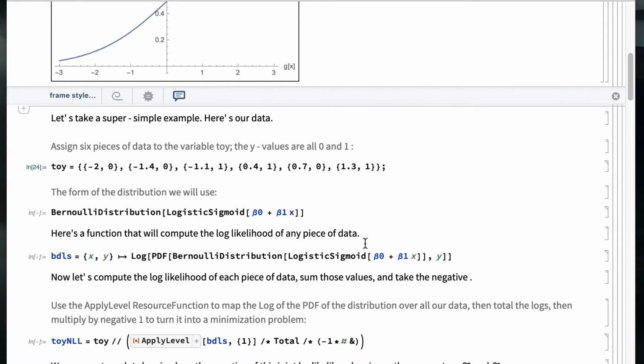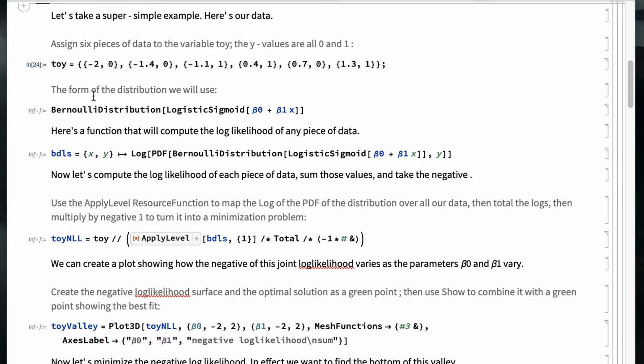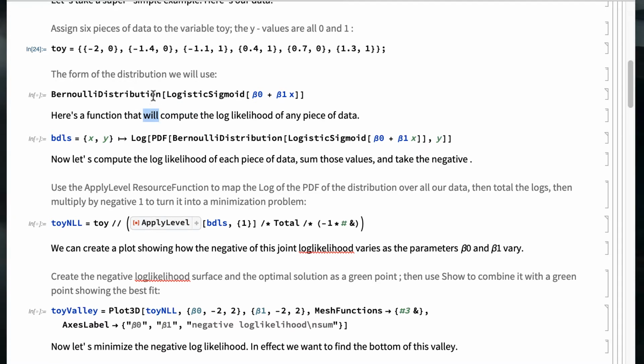All right, let's take an example, and we're going to start with some very simple data, some toy data. And here's our toy data. So it's just a list of 6 points, and you'll notice that the y value is either 0 or 1. All right, now let's form a symbolic Bernoulli distribution. Here it is. We've got our linear function with those betas I warned you about, and then we have a logistic sigmoid wrapping it. So it's a composition of a linear function and a logistic sigmoid. And that's the sole parameter to our Bernoulli distribution.